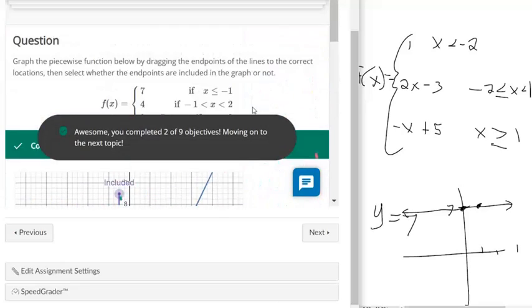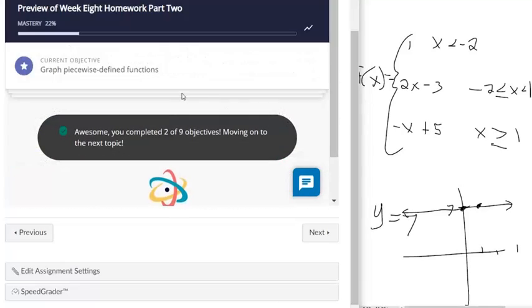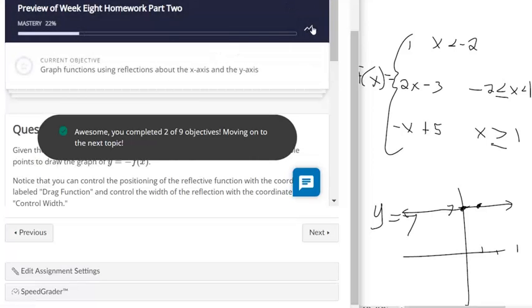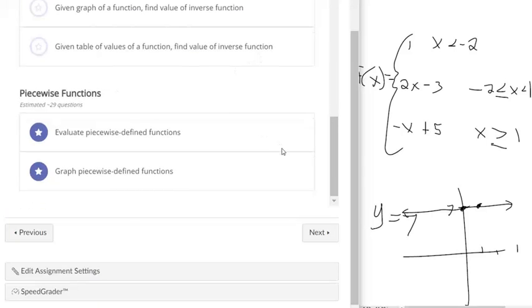That's a tough one to graph, though. Was there anything else in this section? Okay, that's it for piecewise functions.